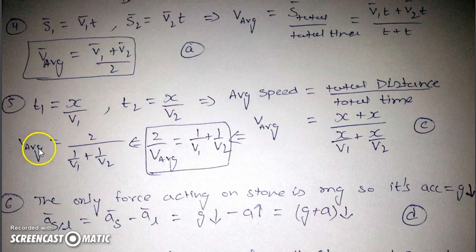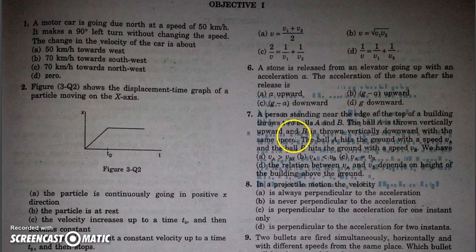Okay, so V average can be written as this, or there is a simple formula: 2v1v2 over v1 plus v2. And the next question: a stone is released from an elevator which is going up with an acceleration a. We have to find the acceleration of the stone.